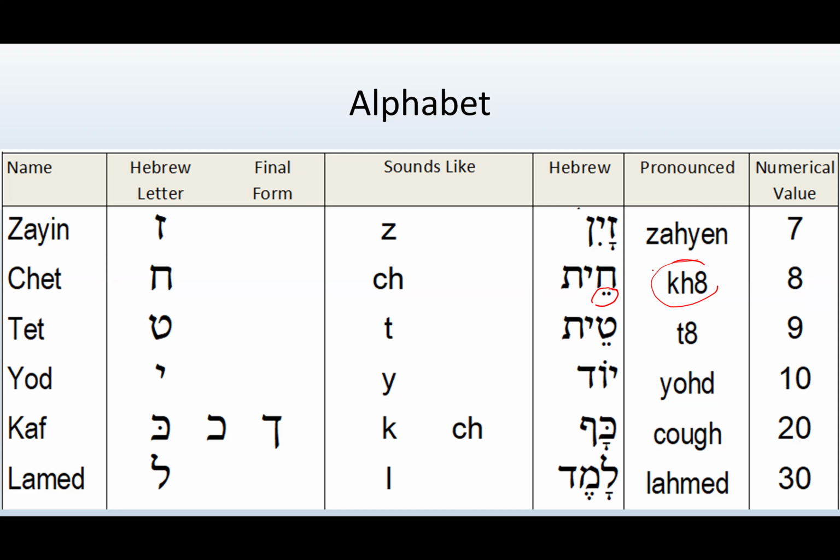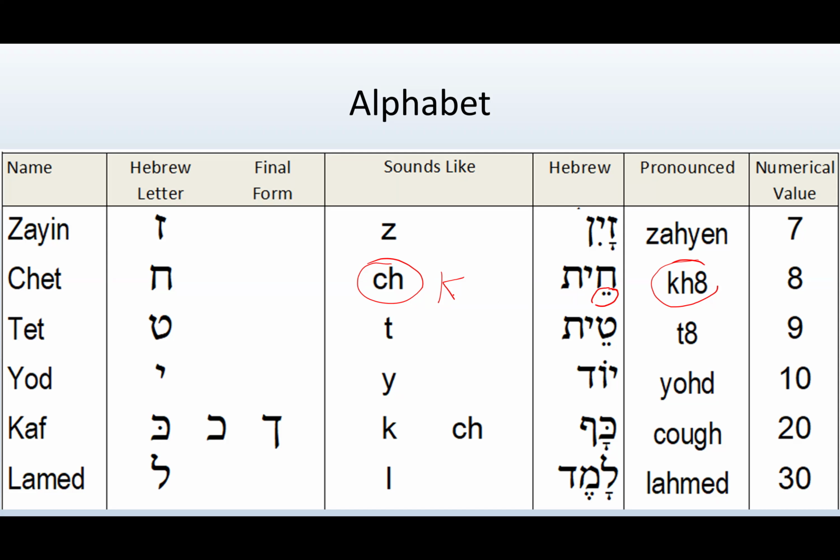Then we have tet or tate. I didn't talk about the het, you have that ch, but it's not like choose, and it's not like, what would be another word? It's going to be more of a K sound, except that you're going to scrape the back of your throat. And then tet, T sound. Yod is a Y sound.